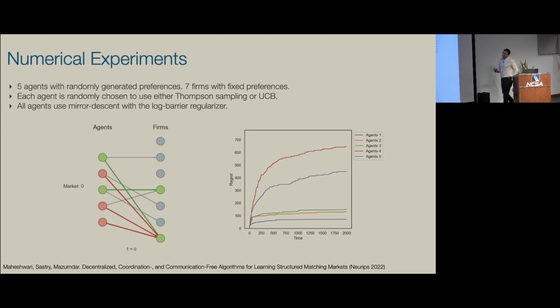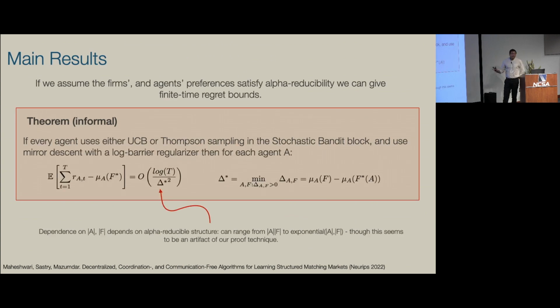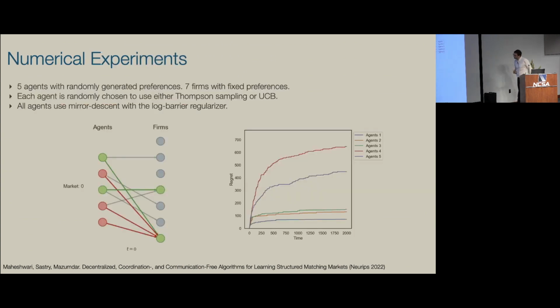So just to give you some numerical experiments, yep. Oh, the analysis is not tight, yeah. Just to give you some intuition for that, we're going to randomly generate matching markets and use our algorithm. So we have 5 agents, 7 firms. The firms have fixed preferences over the agents, I think it's just 1, 2, 3, 4, 5, and they all have the same fixed preferences, and the agents are just going to randomize their preferences.